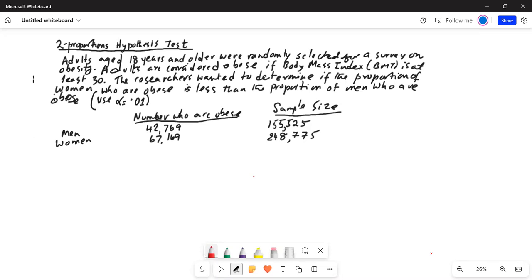Adults aged 18 years and older were randomly selected for a survey on obesity. Adults are considered obese if body mass index, BMI, is at least 30. The researchers wanted to determine if the proportion of women who are obese is less than the proportion of men who are obese. Use alpha equal to 0.01. So they have given a table where the first column is number who are obese, the second column is sample size. Solution.